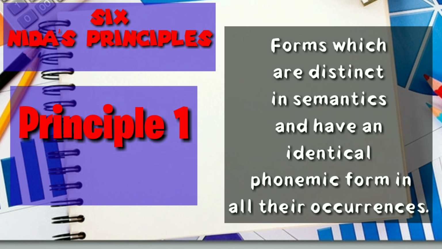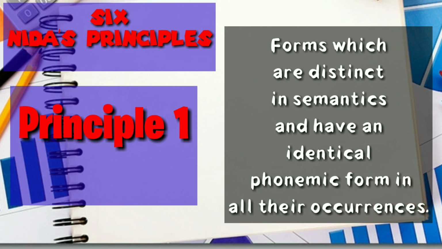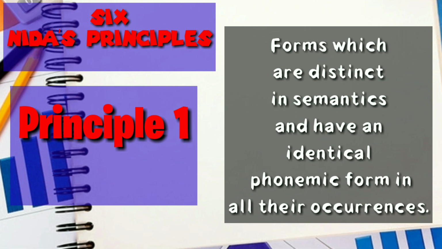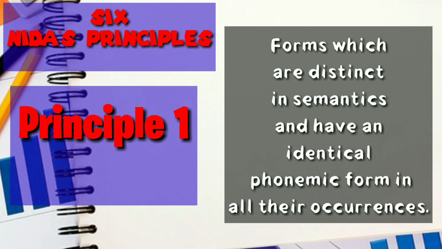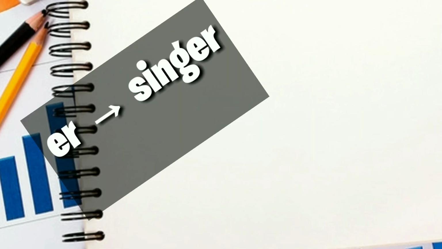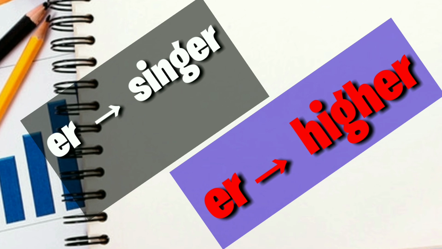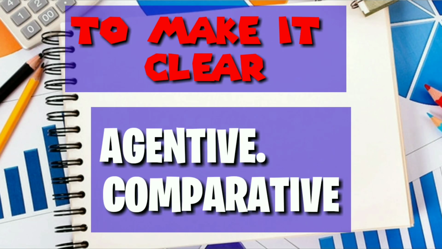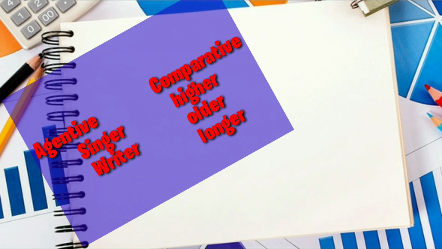Principle 1. Forms which are distinct in semantics and have an identical phonemic form in all their occurrences. So it means the meaning is different but the pronunciation is the same. For example, in singer and in the word higher. To make it clearer, we can see the explanation about agentive and comparative. Agentive here means the person that does the action. So singer means the person who sings.